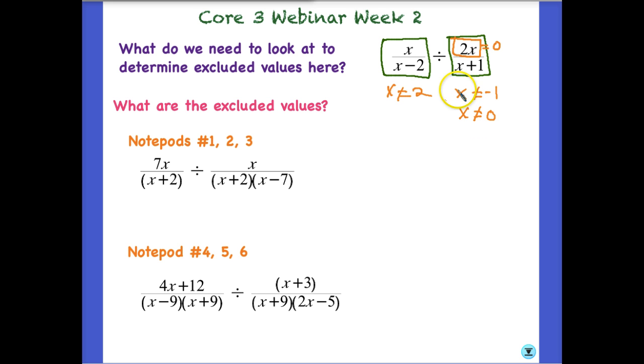So whenever you guys are doing this, I know that the lesson, in order to solve this, has you flip it. It doesn't matter if you look at excluded values after it's flipped or before it's flipped, because no matter what, you're still looking at the numerator and the denominator.